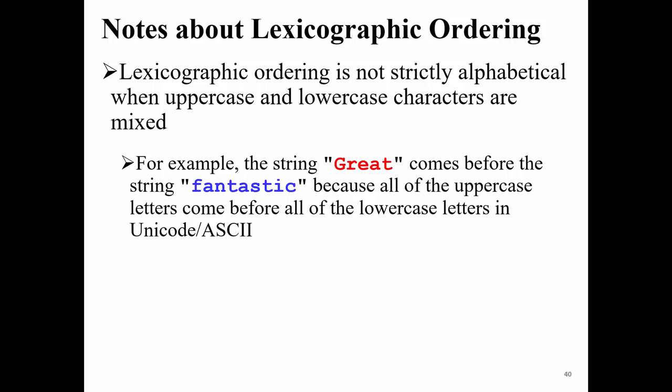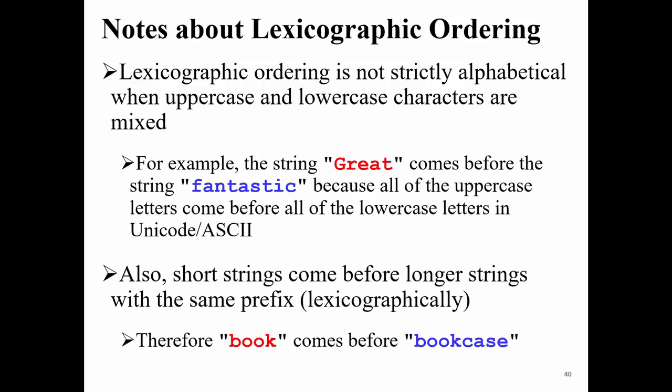Just more notes about lexicographical order: as you can see, it is not strictly alphabetic order, so when uppercase and lowercase characters are mixed, the string Grade comes before fantastic. Why is that? Because all the uppercase characters are less than the lowercase ones. As we saw in the previous slide, the ASCII values of uppercase characters are integer values less than the lowercase. So immediately when I see capital G and lowercase f, then I realize that Grade, in terms of order, will be less than fantastic.